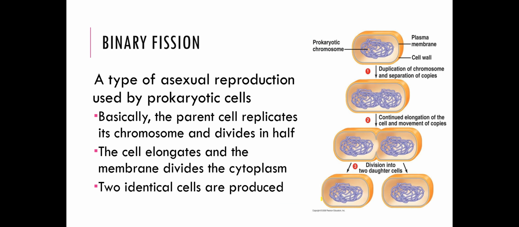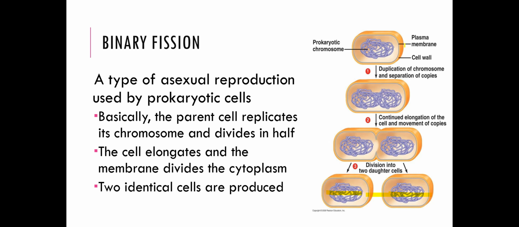I don't know all the details, the ins and outs, but essentially the DNA is copied, the cell elongates, the cell membrane divides the cytoplasm, and what you end up with are two identical daughter cells.